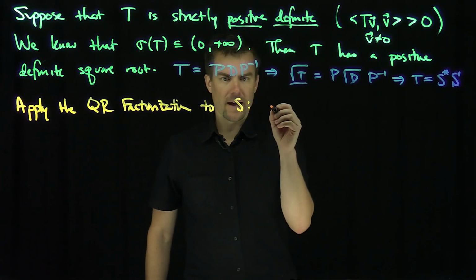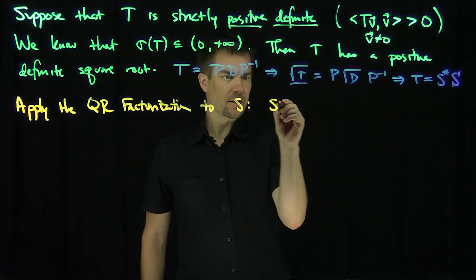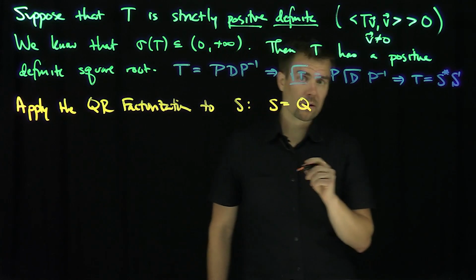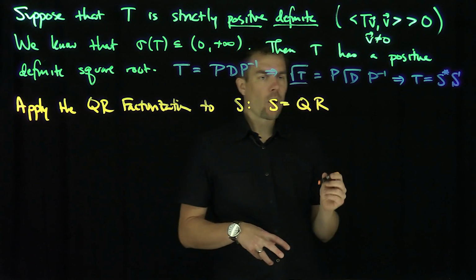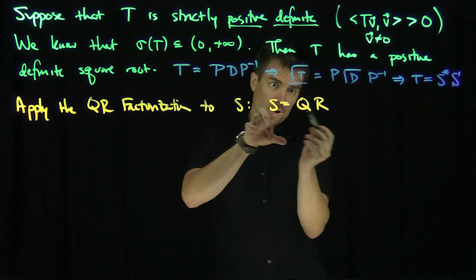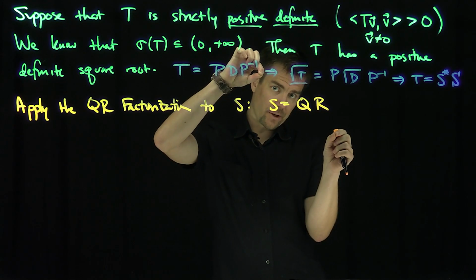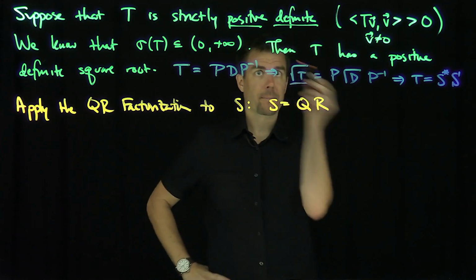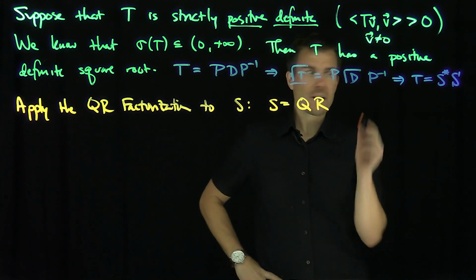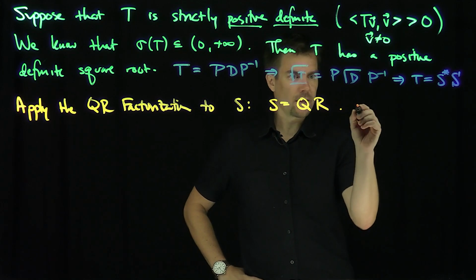That would give me that S is equal to Q, an orthogonal matrix, times R, an upper triangular matrix. And what I'd like to show is that all the elements of the diagonal of this upper triangular matrix are non-negative numbers. And that just follows from the symmetry, by the positive definite assumption. Okay, and so now what do we want to plug in this formula? Now apply this to T.